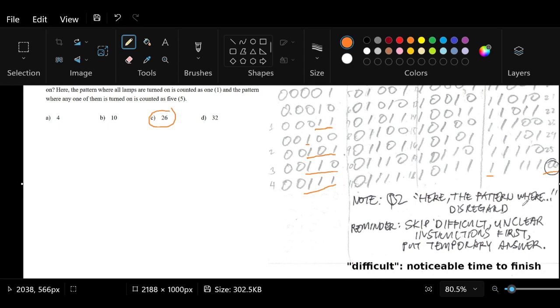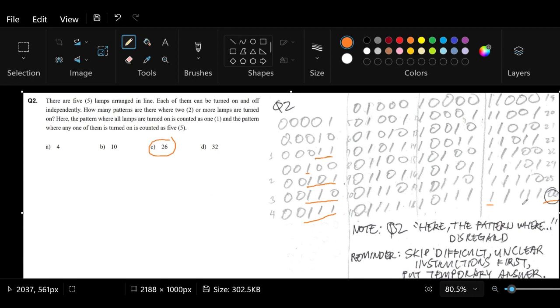But again, this is a difficult question because it takes such a long time to find the answer. And you might as well just skip it first, do the easier ones, then come back to it later on.